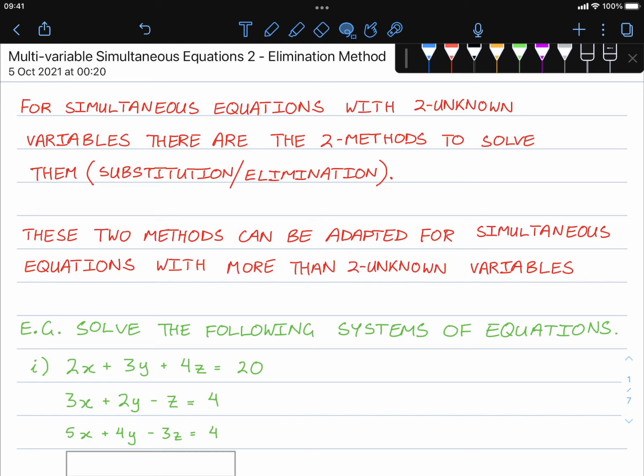Hello class, this is another video on multivariable simultaneous equations. In this video we'll be learning how to adapt the elimination method for simultaneous equations with more than two unknown variables. Okay, so really we're only going to be using substitution or elimination method.